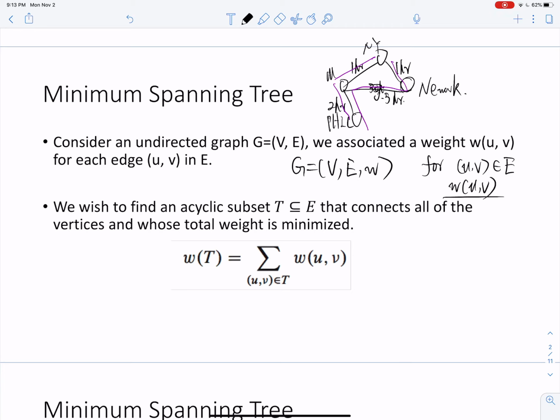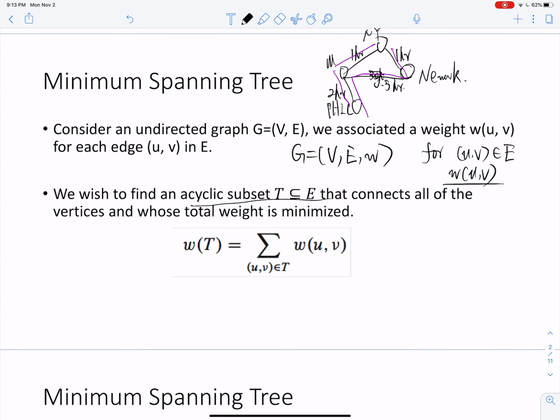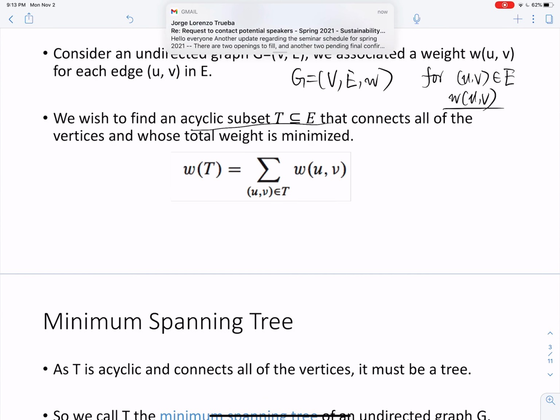So this is the input, but what's the output? With the output, we will be able to find an acyclic subset of the edges, which can help us connect all the nodes inside the graph, and also the total weight is minimized. Yes, I acknowledge that the definition of this problem is very confusing, but I'm just going to use one example to explain it to you in a better way.